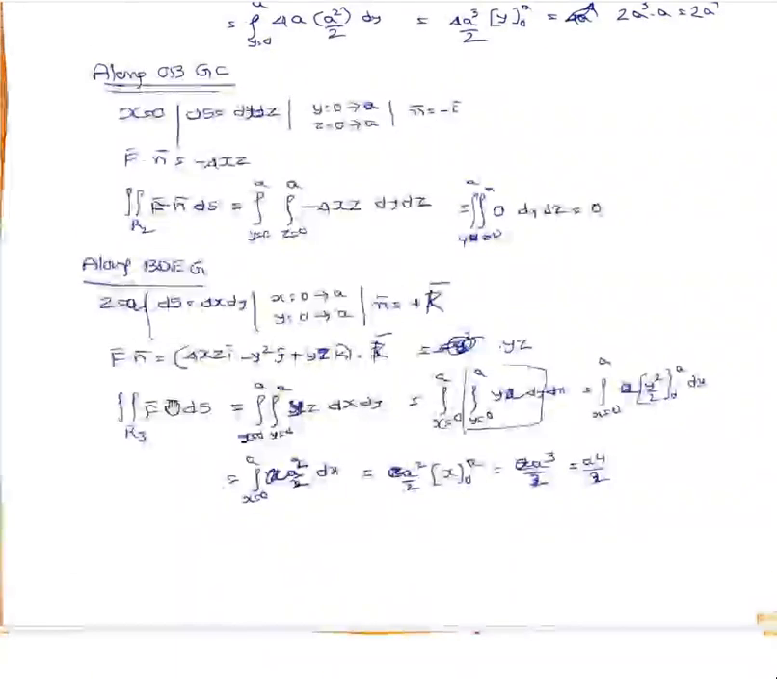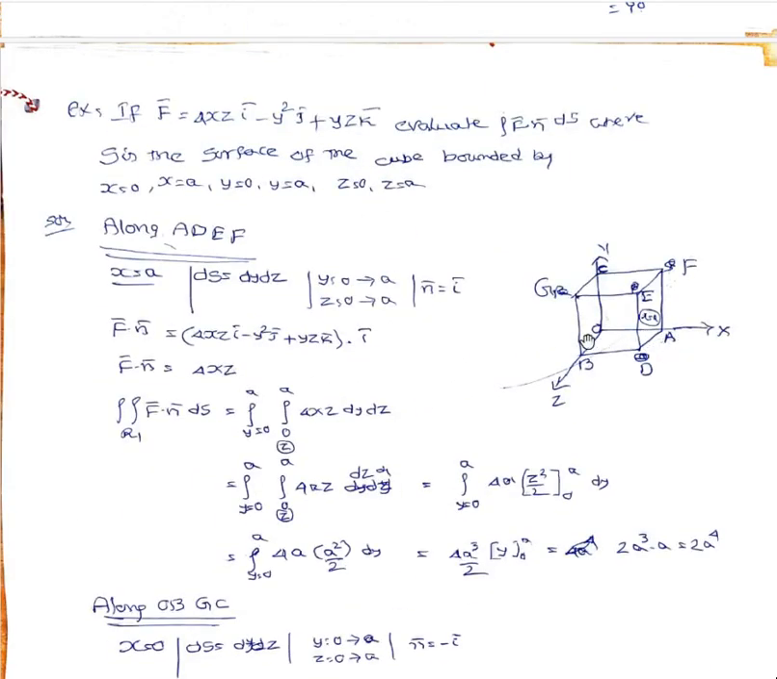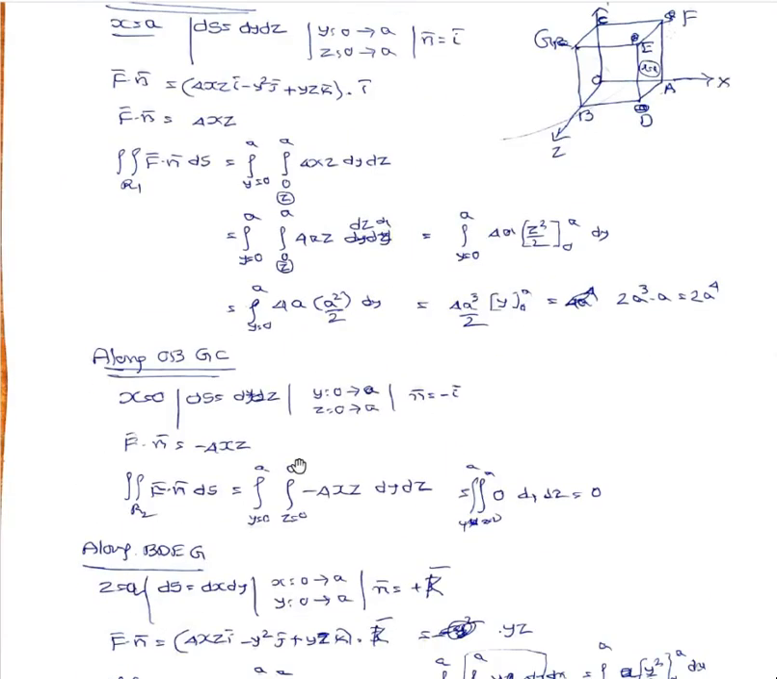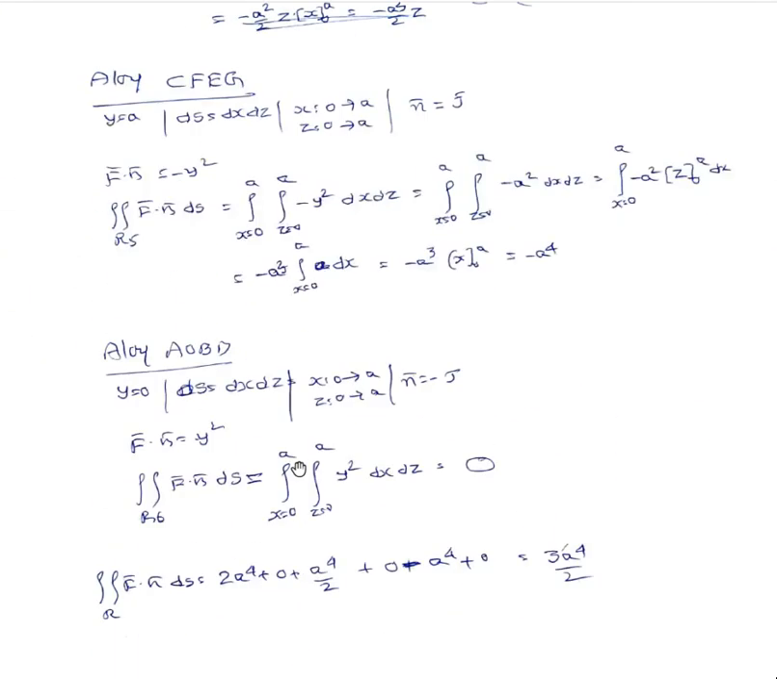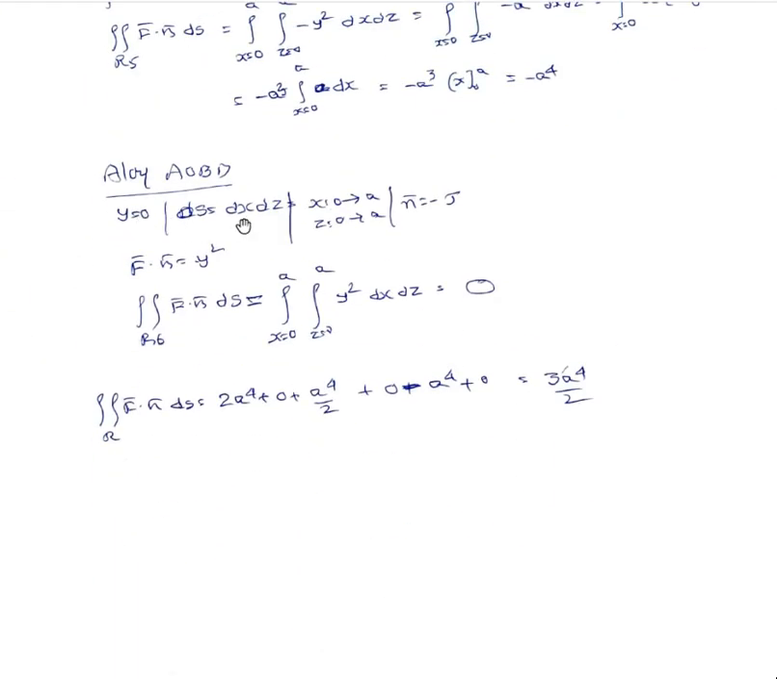Similarly, along AOBD, that means the ground. XZ plane, that means y is equal to 0. Ds is equal to dx dz, x varies from 0 to a, z varies from 0 to a. N bar is equal to minus j bar. So F bar dot n bar is equal to plus y square. In place of y, if you substitute 0, the entire thing is 0. If you add all the values, 2a power 4, 0, a power 4 by 2, minus a power 4, you are left with 3a power 4 by 2.